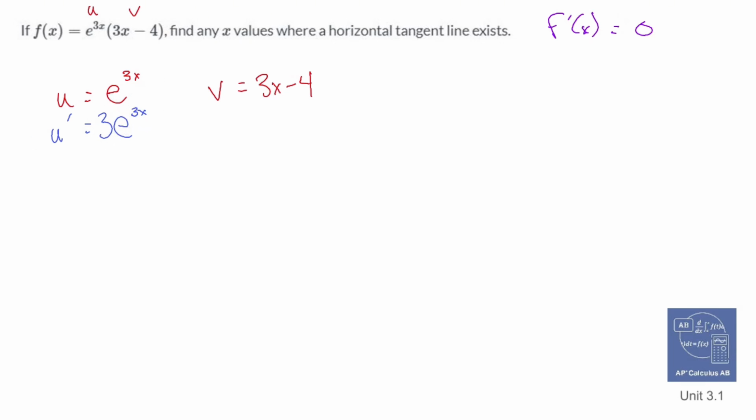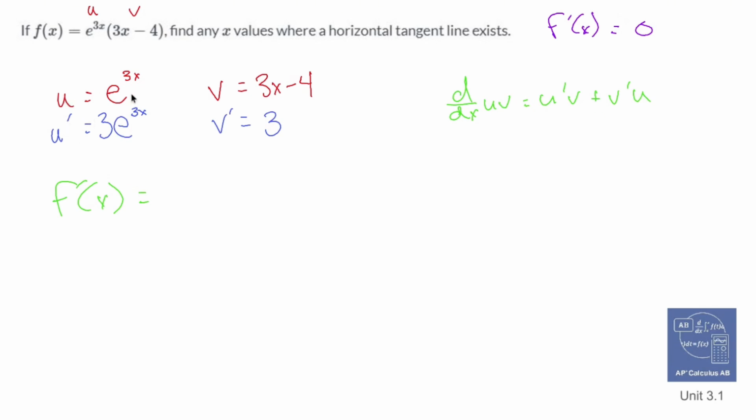Nothing crazy. The derivative of v is going to be the derivative of 3x, which is just 3, minus 4, which is nothing. So that ended up nicely. That's power rule stuff. So f prime of x is going to equal u prime v. So this is power rule. So product rule, I'm sorry. If you forgot what product rule is, let me just write it out. U times v is going to be u prime v plus v prime u, the derivative of the first guy times the second guy plus the derivative of the second guy times the first guy.